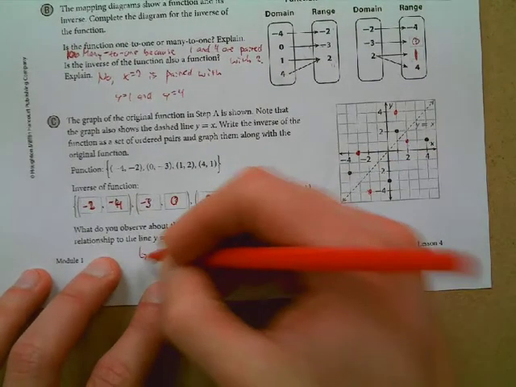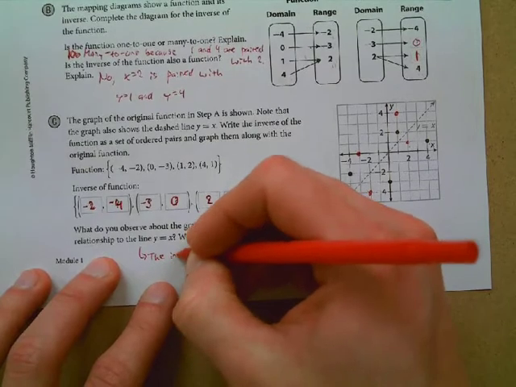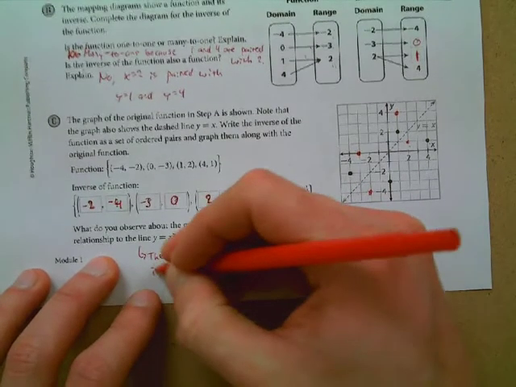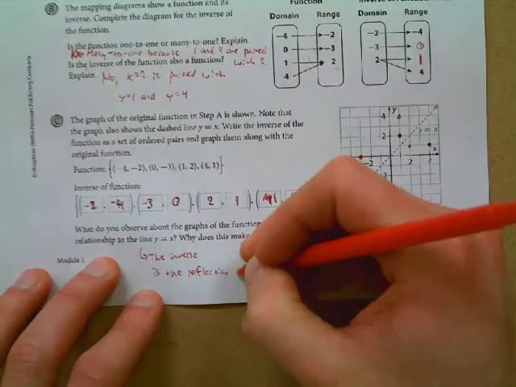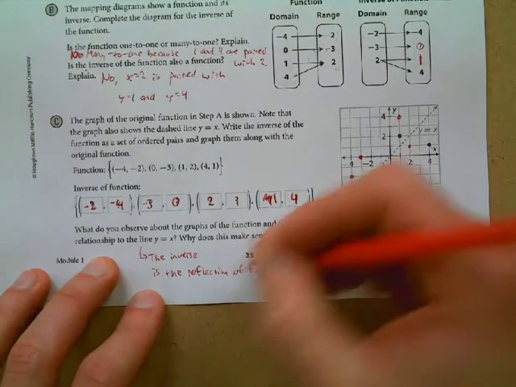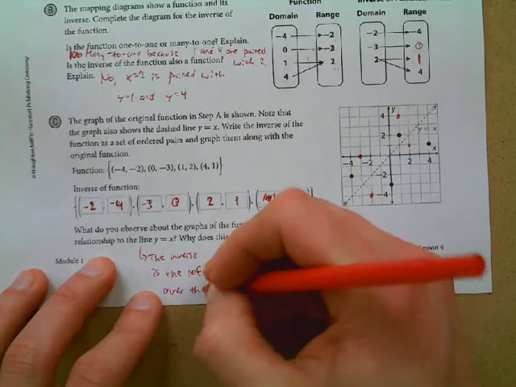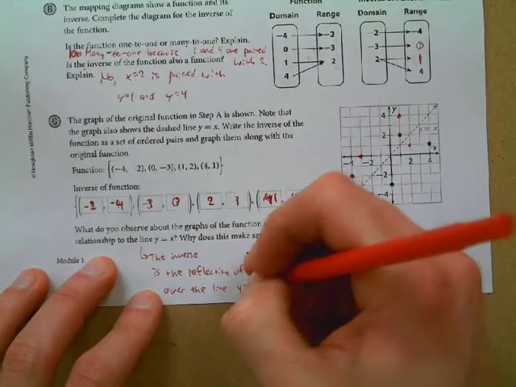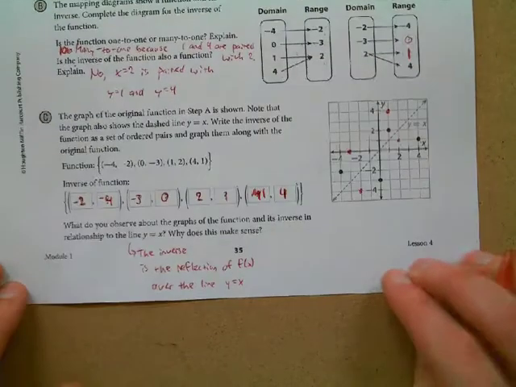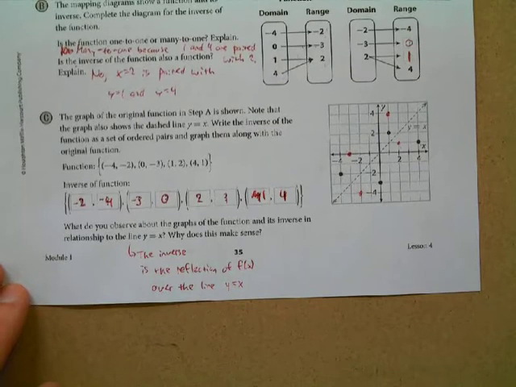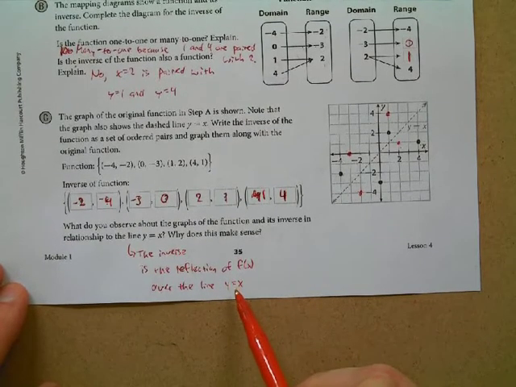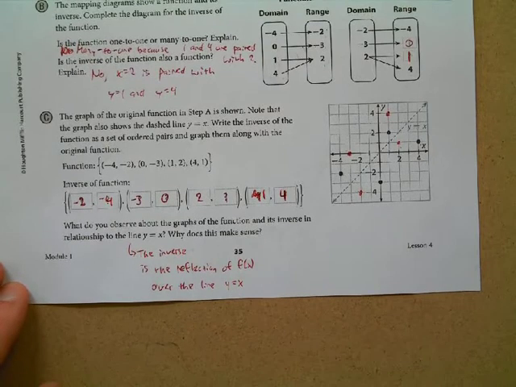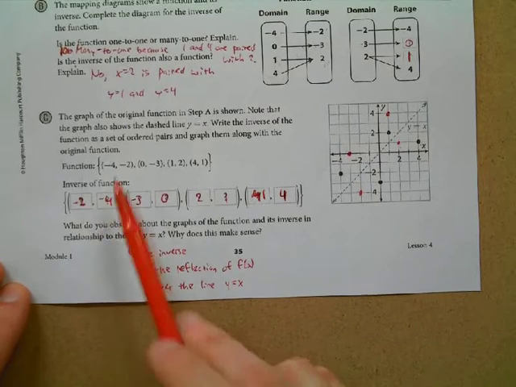So, the inverse is the reflection of f of x over the line y equals x. Okay? Now, if you remember from geometry, you did reflect over the line y equals x. And in coordinate notation for geometry, that involved just swapping the x and y values.